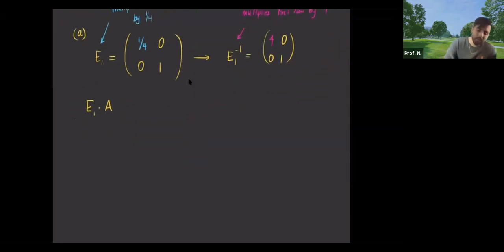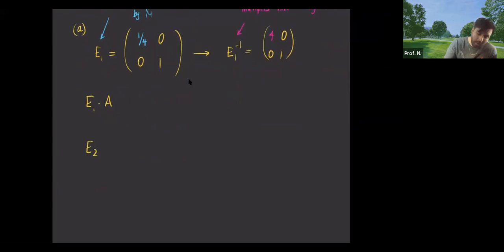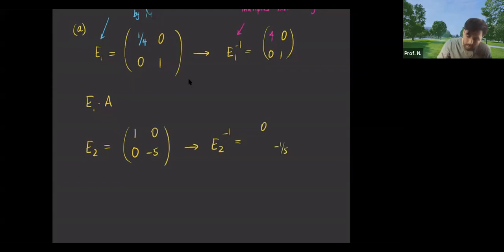Now E2, what does E2 say? E2 says find the elementary matrix that multiplies the second row of A by -5. So this starts to become kind of straightforward, right? The second row by -5, what would that look like? 1, 0, 0, -5, right? And then what's the inverse? Multiply by -5 to find the inverse of that. I need to multiply by -1/5. So this is 0 and -1/5. Sorry, it should be 1.